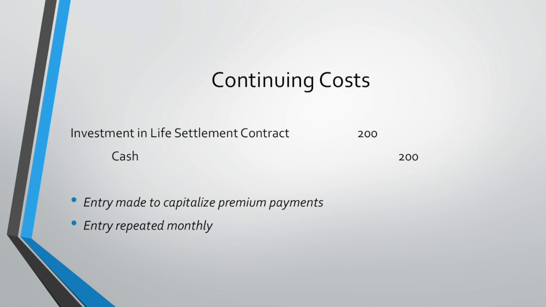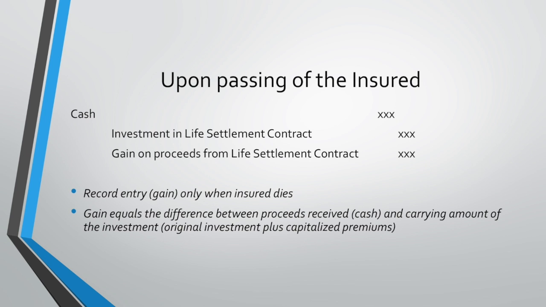Also, the same entry would be made monthly for the $200 representing the capitalization of the premium payments. Any gain will be recognized upon Chuck's passing, and the gain will equal the difference between proceeds received, in this case cash, and the carrying amount of the investment, which is the original investment plus capitalized premiums.